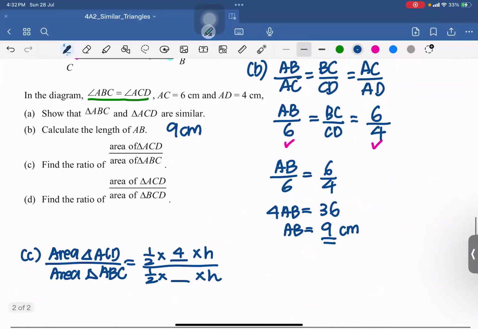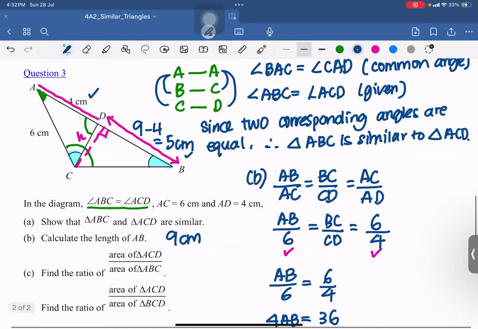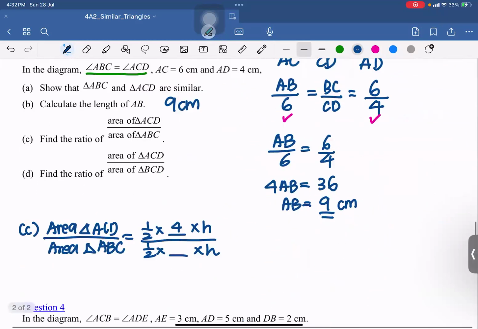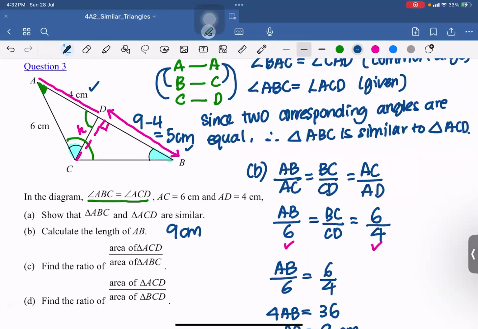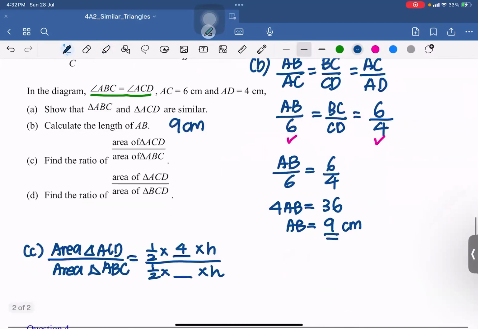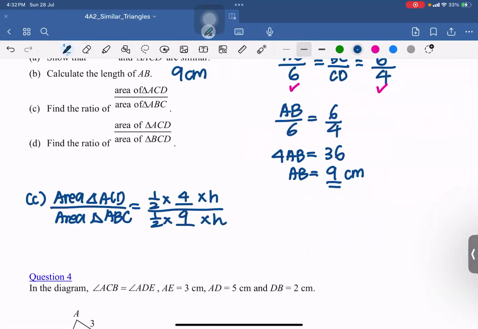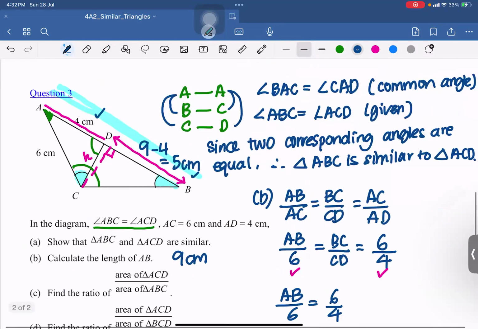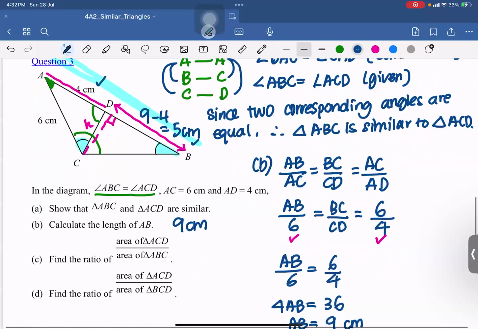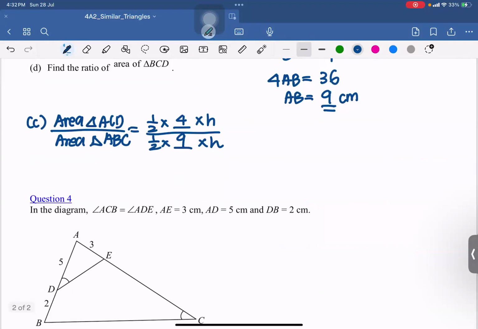Then ABC, they want ABC. ABC will not be 5 cm. ABC is the whole triangle. So this one will be 9 cm. Oh, luckily I read your question. Okay, so ABC will be 9 cm, right? So in total, the answer will be 4 over 9, because the rest over here can cancel away. I'm just writing down the working for you all to see, okay?